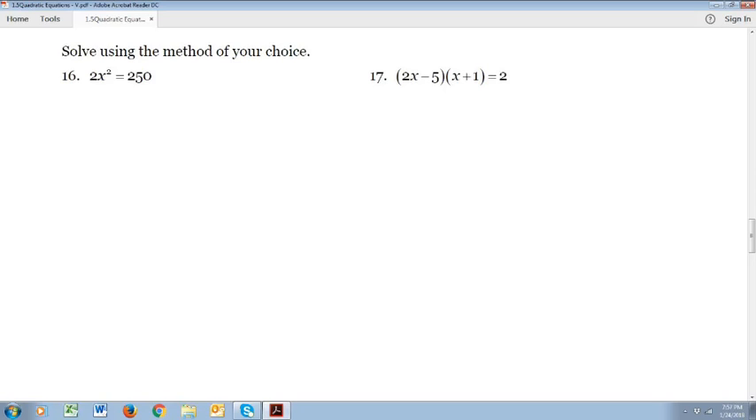We can always use the quadratic formula, but often there's an easier way. If we can factor, we definitely want to factor. Square root method is normally an easier method. So it depends on the problem though.